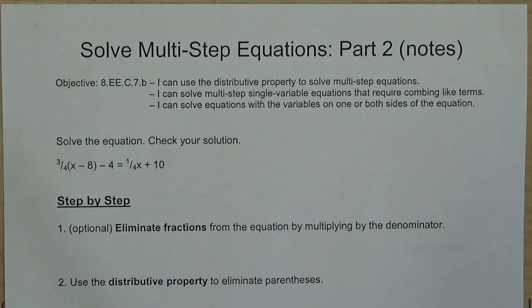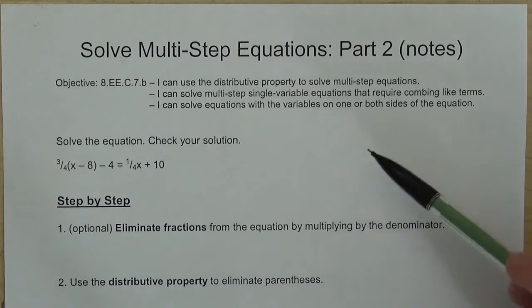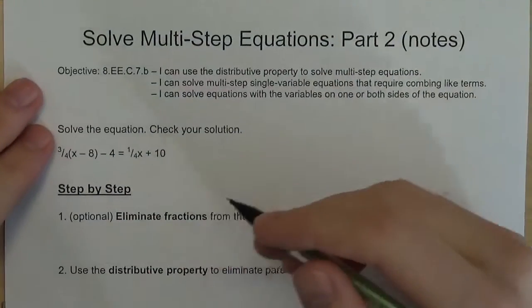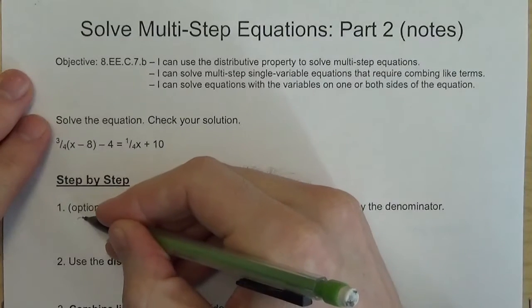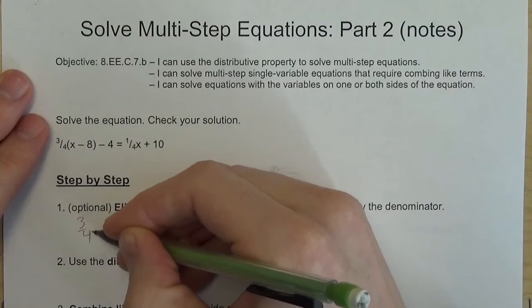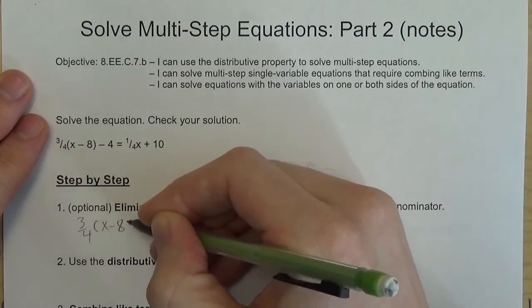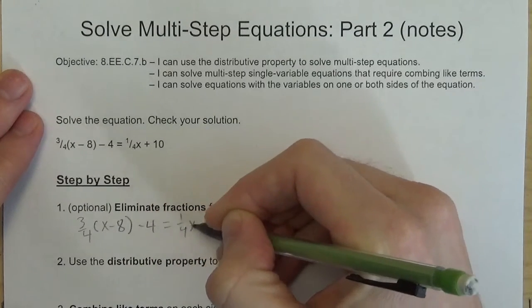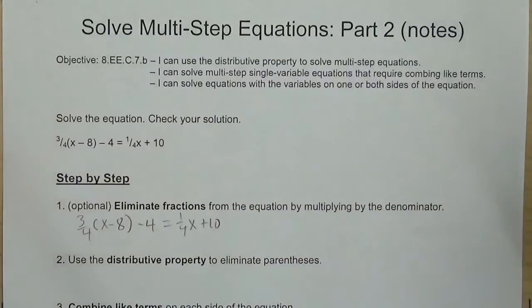There's a first step that we're going to add before we do anything else in this process. And then from there, it's basically what we did in the last lesson on solving multi-step equations. So it's really just one new thing at the beginning. So go ahead and rewrite underneath step number 1 this equation. It's 3/4, and in parentheses x minus 8, minus 4 equals 1/4 x plus 10.